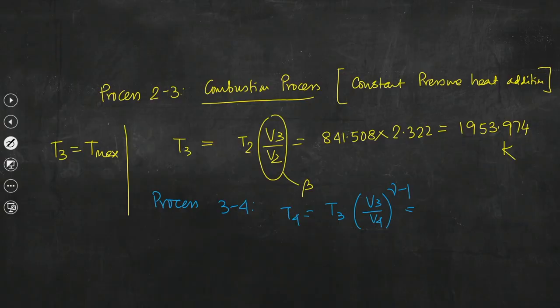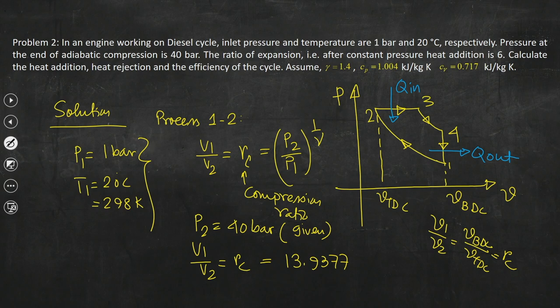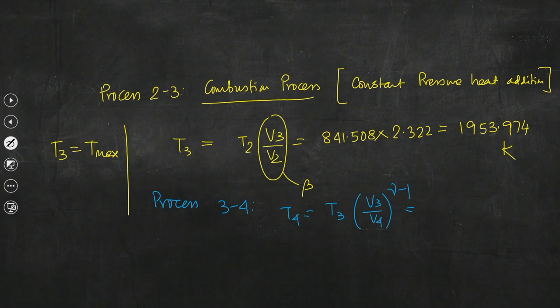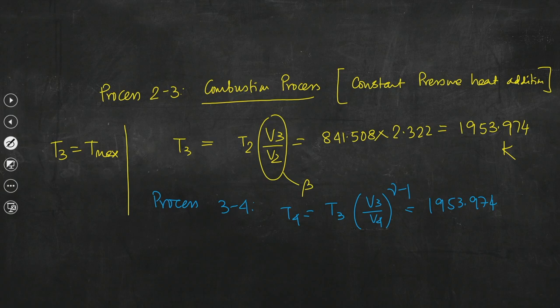So, this is V4 by V3. So, you can understand that this is given, right, V4 by V3. If you go to the problem statement now, T3 is equal to 1953.974, right, into V3 by V4, right. So, what is V4? That is V1, right. If we know V3, we know V1, so directly we can put the value of V3 by V4. And if we calculate it, then we can easily get the value, okay? So, this would be V3 by V4 power gamma minus 1, that is 0.4, right?